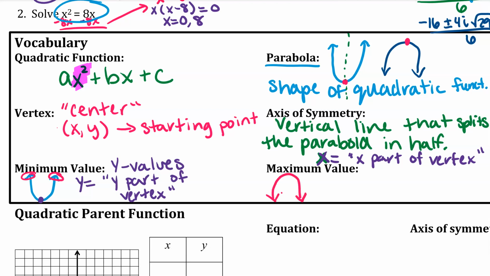If your parabola is facing downwards, you have this top right here. That is like the maximum y you're ever going to get on your parabola. So it's going to be the y value of the parabola, or sorry, of the vertex. And on this one, your graph is getting smaller and smaller and smaller forever. So that's why it has a maximum.